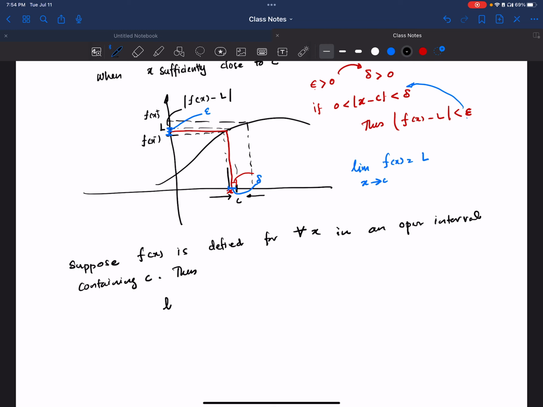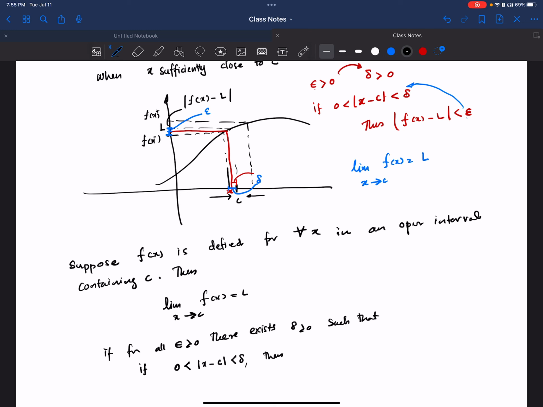Then the limit as x goes to c of f of x equals L if for all epsilon greater than 0 there exists delta greater than 0 such that if the magnitude of x minus c is greater than 0 and less than delta, then the magnitude of f of x minus L is less than epsilon.